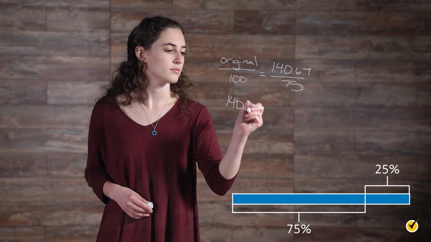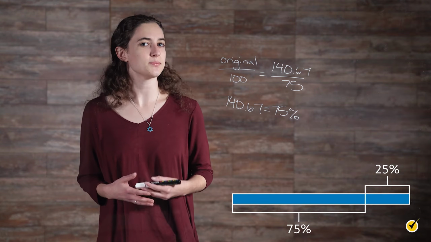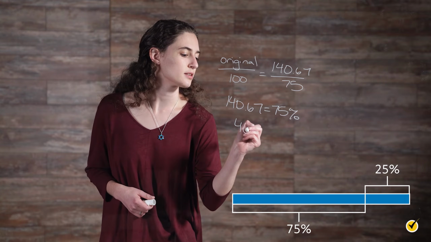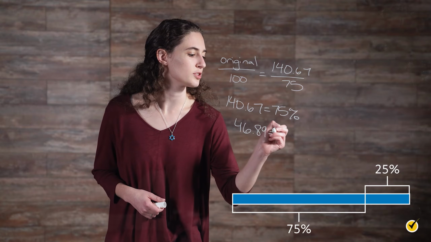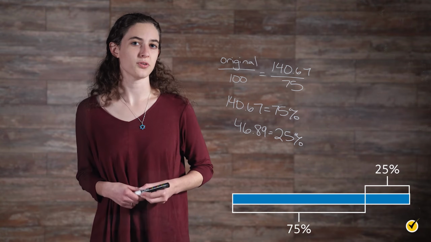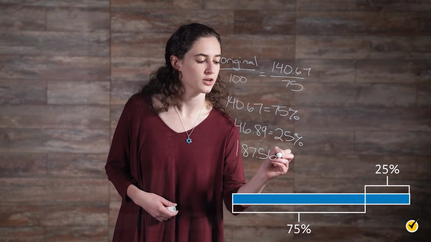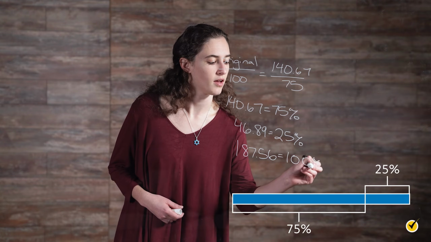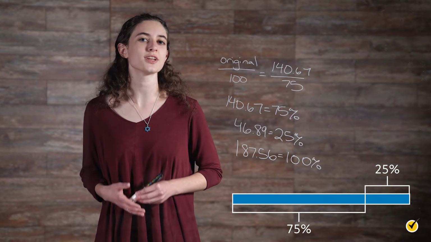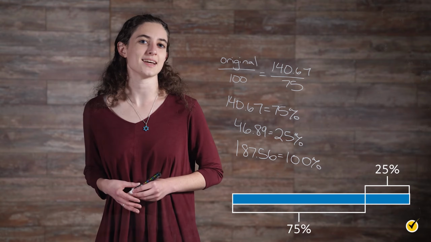If 140.67 is equal to 75%, so if you divide both sides by 3, you get 46.89 is equal to 25%. And then if you multiply both sides by 4, you get 187.56 equals 100%. The original price was $187.56, so you saved $46.89.